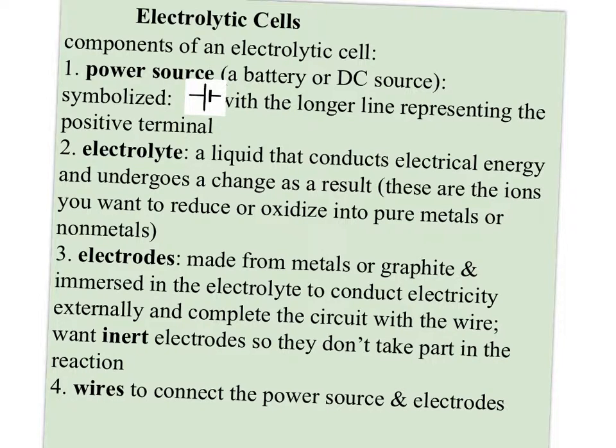Again, the electrolyte's the liquid that conducts the electrical energy, and it undergoes a change because that's where the ions are that you want to reduce or oxidize, usually into a pure metal or a nonmetal. And then the electrodes are made from metals or graphite, and they're immersed in the electrolyte to conduct the electricity externally and complete the circuit. But you have to be careful that you have what are called inert electrodes. You want to make sure you have a metal that's not going to take part in the reaction, so you need a less reactive metal for those electrodes. And then finally, you need wires to connect the power source and the electrodes together.